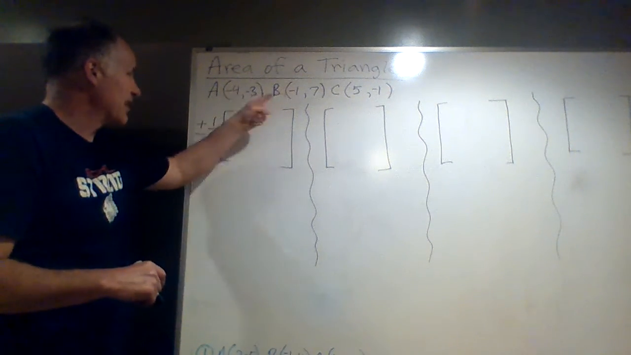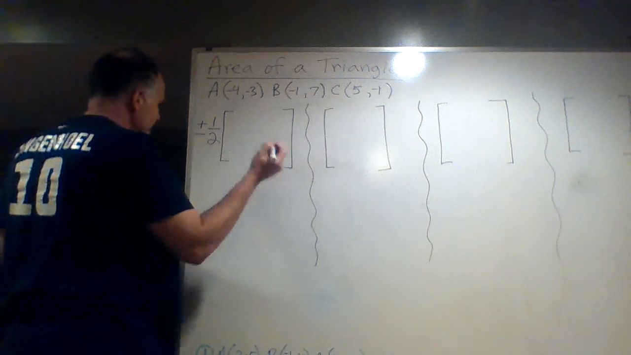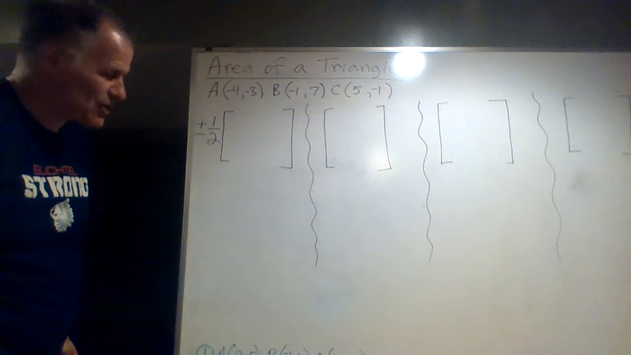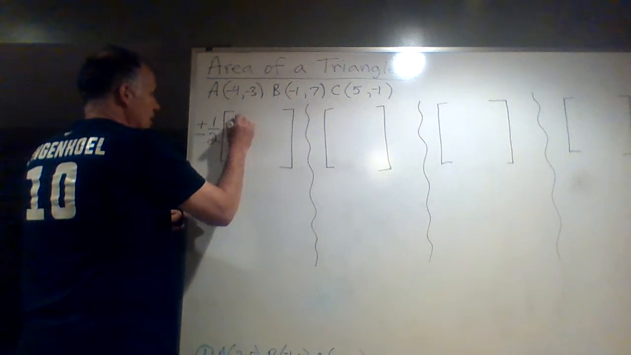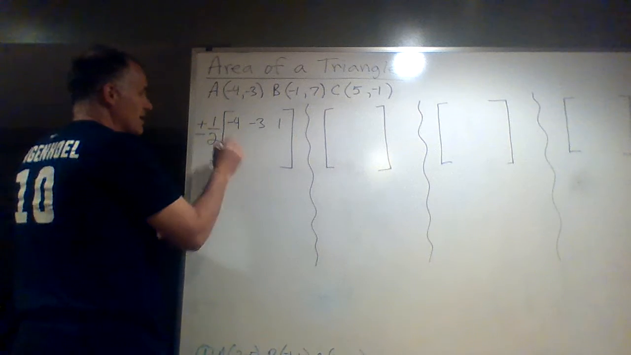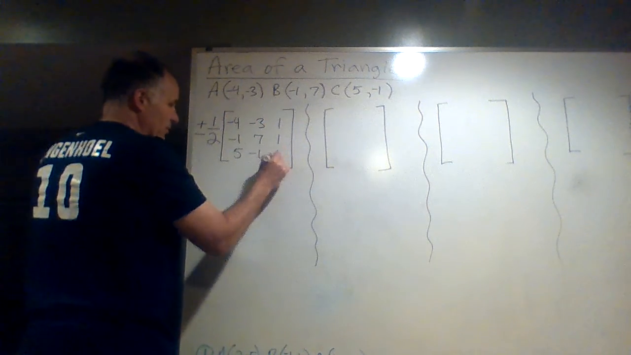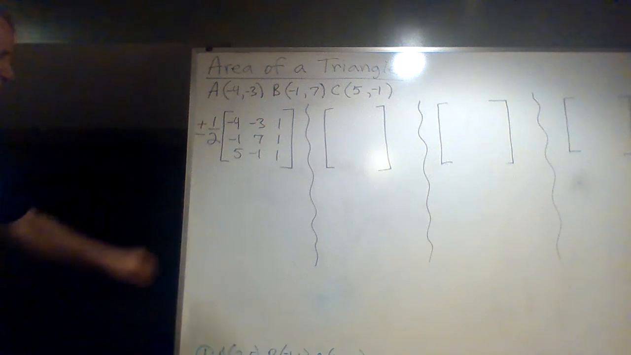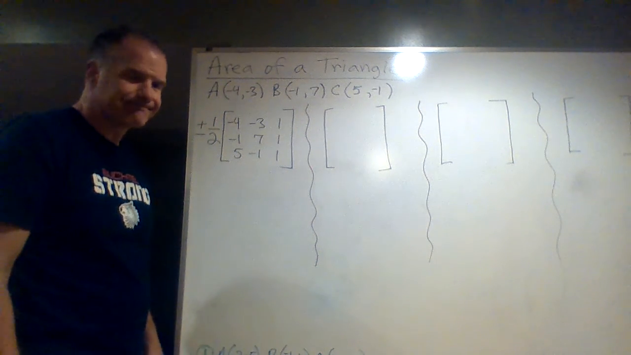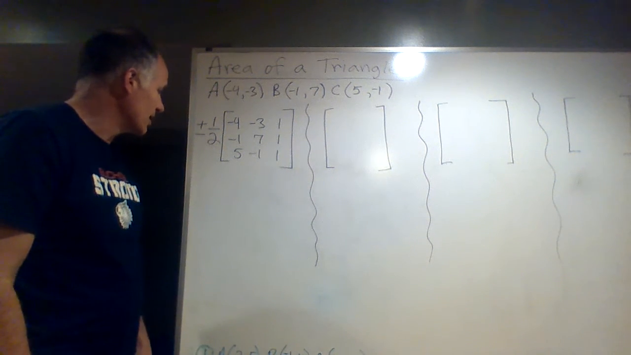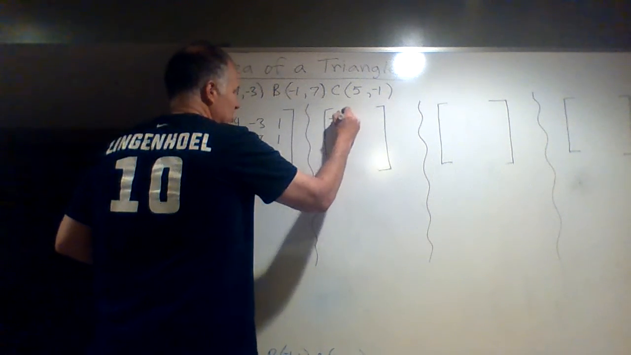Okay, so A is -4, -3, B is -1, 7, and C is 5, -1. Okay, so again, we've kind of gotten the pattern down on a lot of this. We just got to work out the numbers, especially with the negatives. So again, -4, -3, and a 1, -1, +7 and a 1, 5, -1 and a 1. Okay? So there's our matrix filled out. We had the plus and minus 1/2 in front. Okay, so again, there is our 3x3 matrix set up. Okay, now let's go ahead and just start solving this.